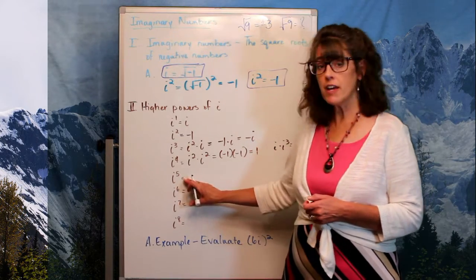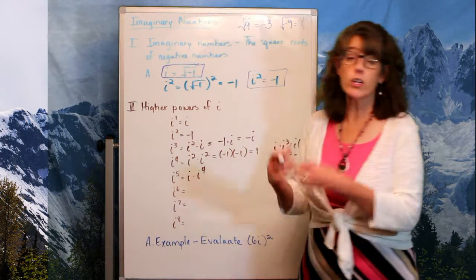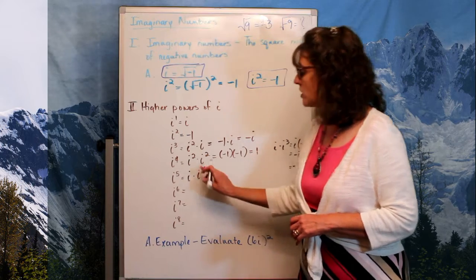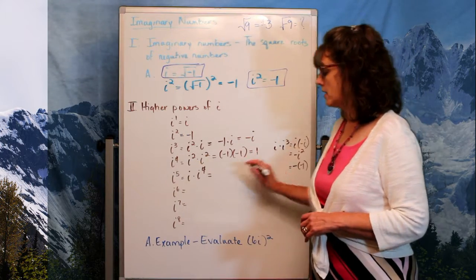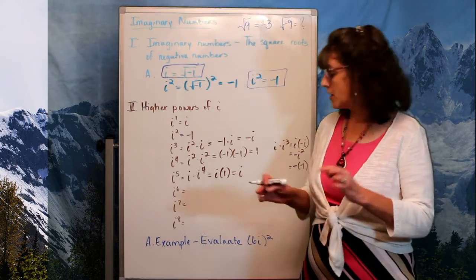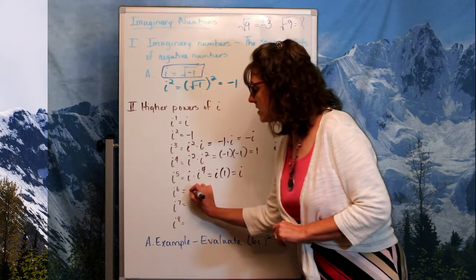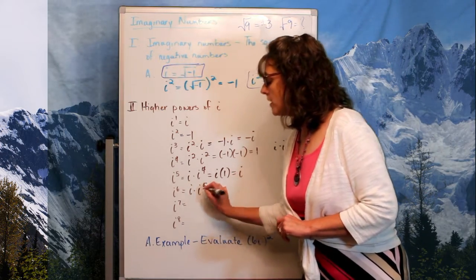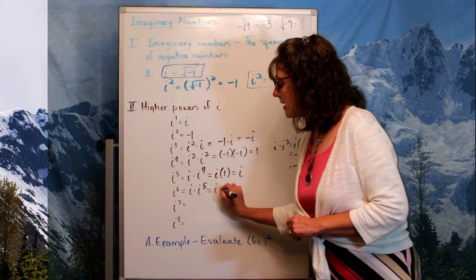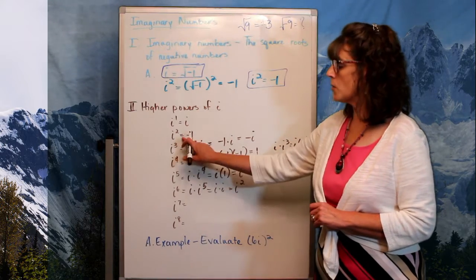So i to the fifth, I can look at it as i times i to the fourth, or I can look at it as i squared times i to the third, or however you want to look at it. Now remember, we just figured out that i to the fourth is a 1. So this will be i times 1, which is just an i. Now I know that this is getting exhausting, but we'll get to the bottom here in just a minute. i to the sixth is i times i to the fifth. We just figured out that i to the fifth was an i, so we have i times i, which is i squared, and we figured out i squared was a negative 1.